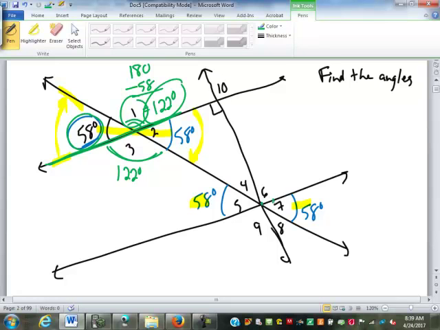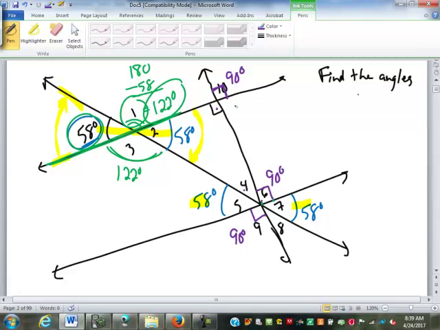Down here, things get messed up by this second line going through here. However, we do know that since this is a right angle, what does 10 have to be? That's also a right angle. That's 90 degrees. So if that one's 90 degrees, what's that tell us about 6? That's 90 degrees. 6 is 90, and so is 9.